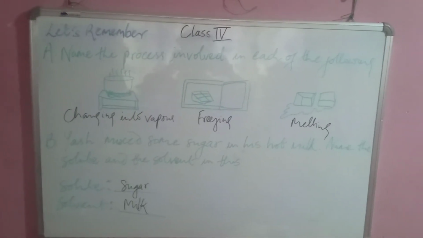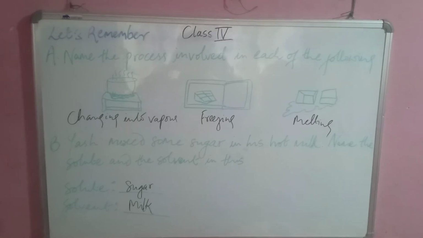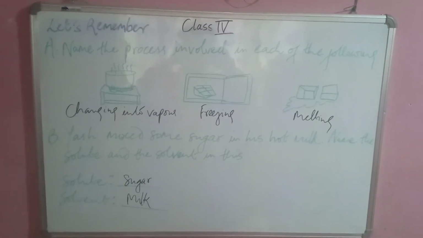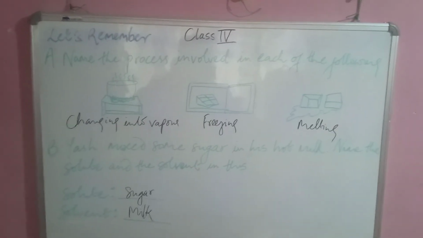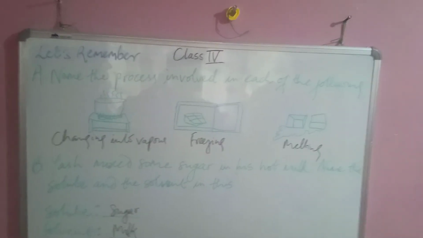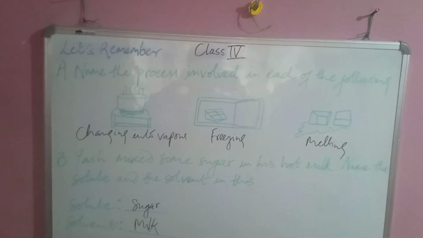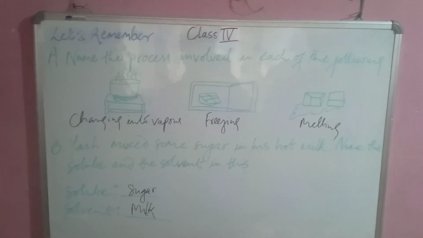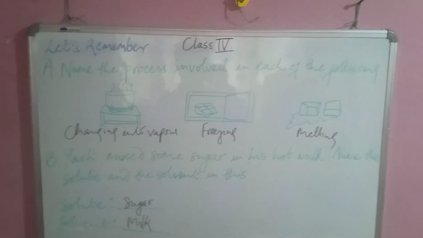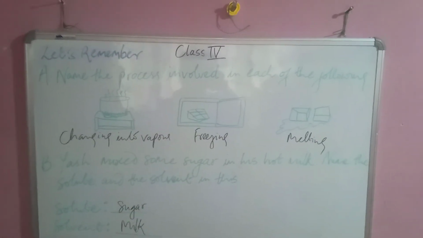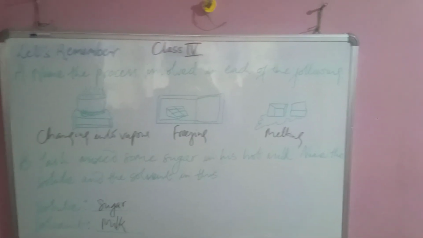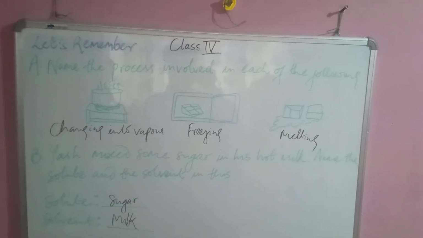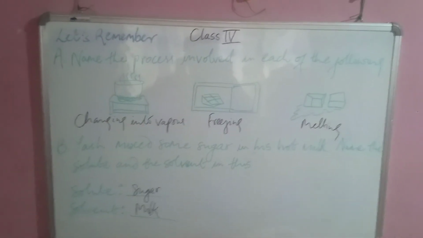So now let's do the remember part from page number 48. Name the process involved in each of the following. The first one shows a utensil kept on the burner, and the water changes into vapor. Then cubes of ice have been kept out, and the ice melts down into water, which is the process of melting.